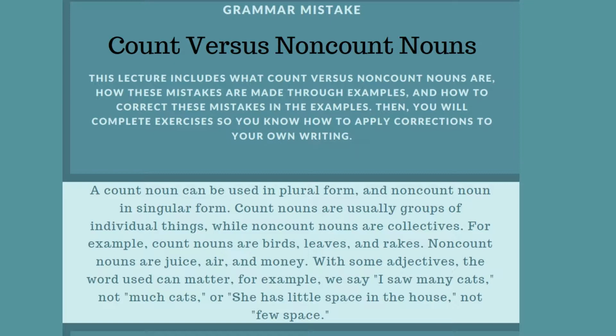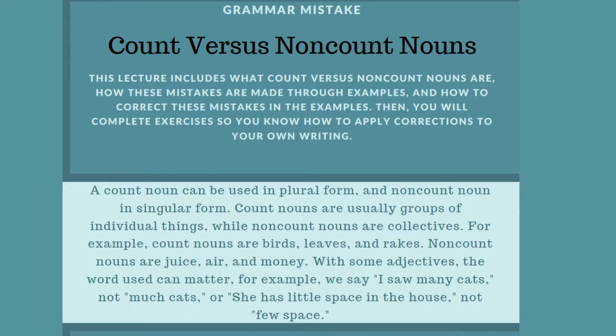So let's look at how to break it down, why the mistake is made, how to correct the mistake, and how to avoid the mistake in the future. So this lecture includes what count versus non-count nouns are, how these mistakes are made through the examples, and how to correct the mistakes in the examples. Then you'll complete the exercise at the end of this lecture, so you will know how to apply corrections to your own writing. So what do we mean when we talk about count nouns versus non-count nouns?